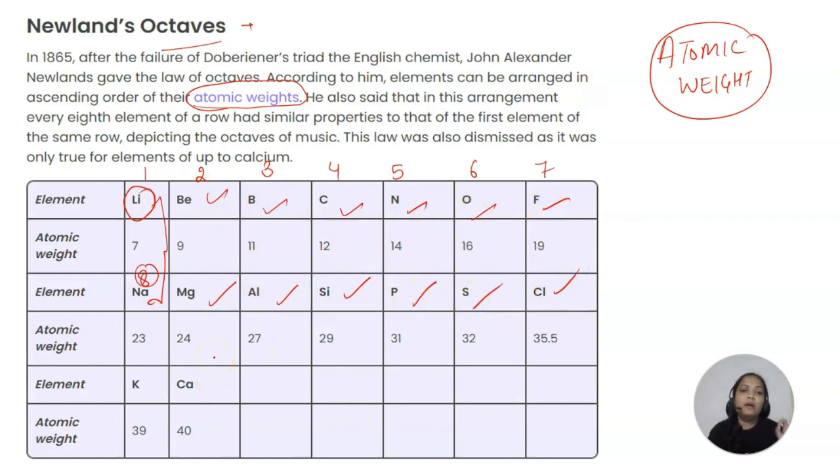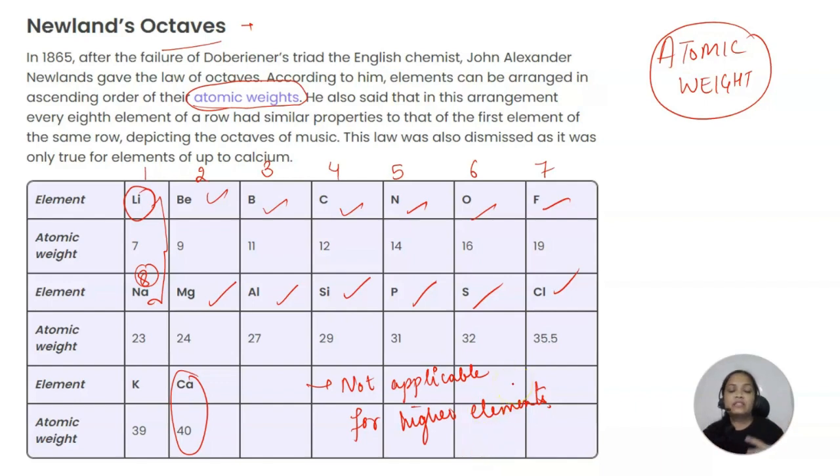But again, this law was dismissed because it was only valid up to calcium. It was not applicable to higher elements. Okay. After calcium, also at that time, 56 elements were known, but this law was not applicable for higher elements, meaning after calcium. Okay. Moreover, in some places he placed two elements in the same position. That was also not correct. So there were certain limitations for this classification also.